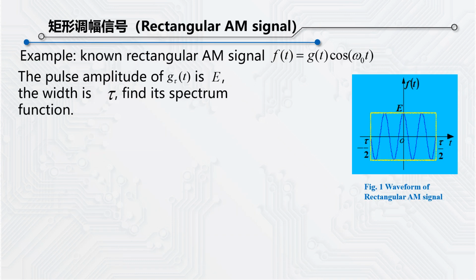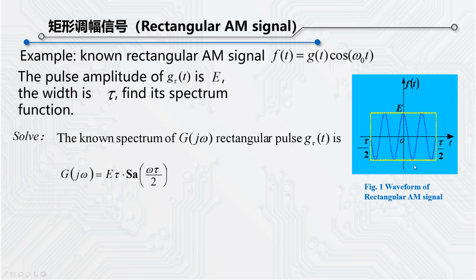Let's look at a simple AM wave, rectangular AM signal. It is known that the rectangular AM signal f(t) is equal to G(t) times cos ω0t. Here, G(t) is its rectangular pulse. Its amplitude is E. Its pulse width is τ. Find the spectrum function of this AM signal.